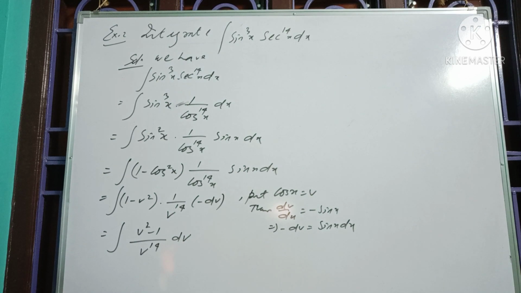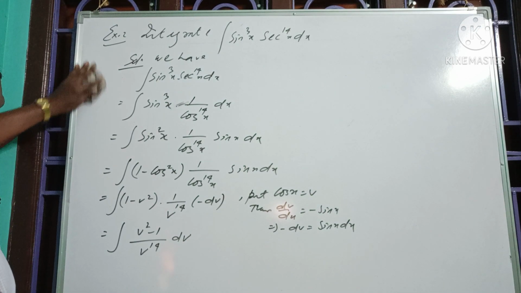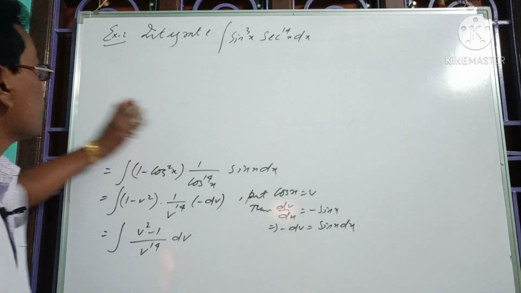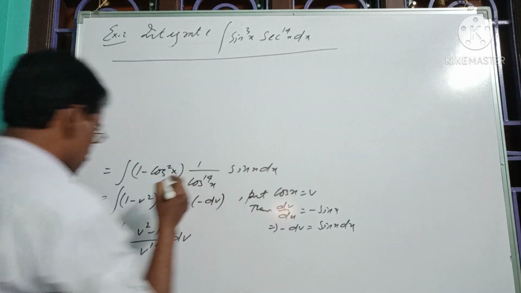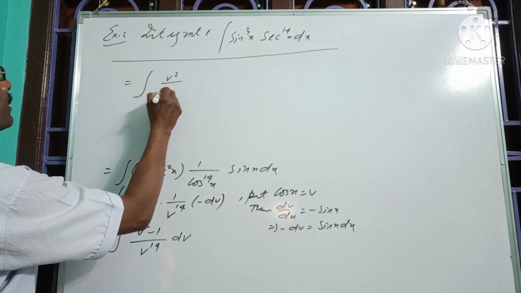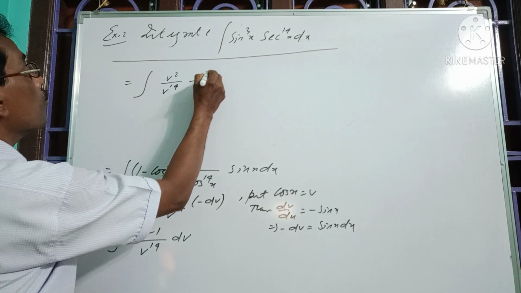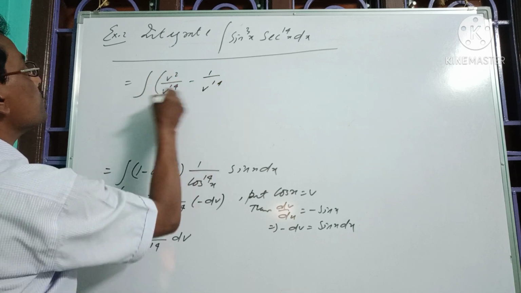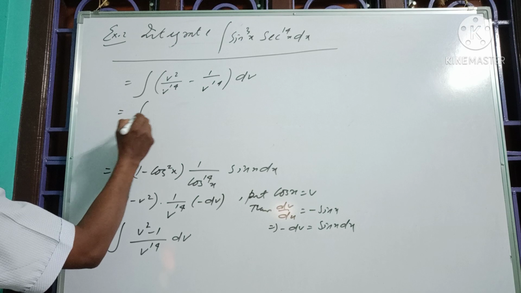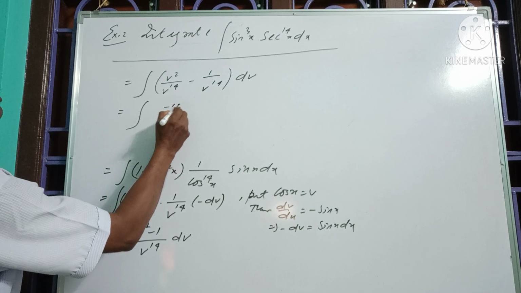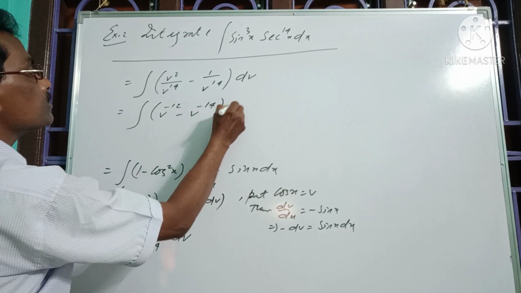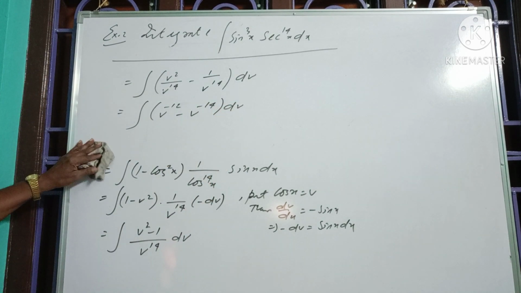So again simplifying, it will give us the integration of v square by v to the power 14 minus 1 by v to the power 14, whole integration with respect to v. So again simplifying, we have the integration of v to the power minus 12 minus v to the power minus 14 with respect to v. Now both the integrands are easily integrable.